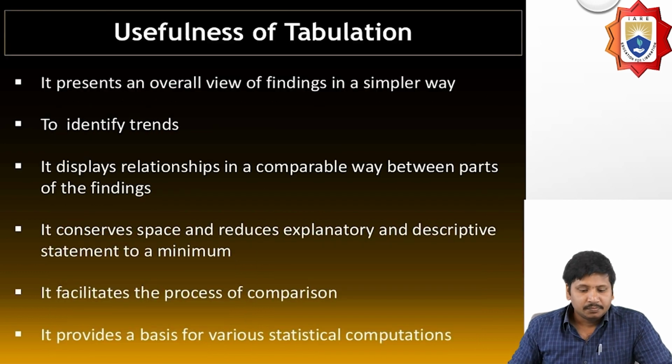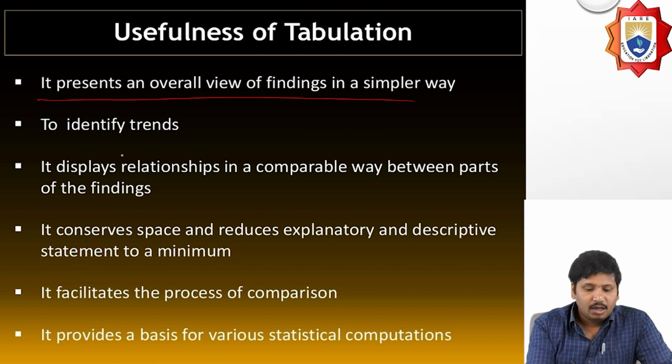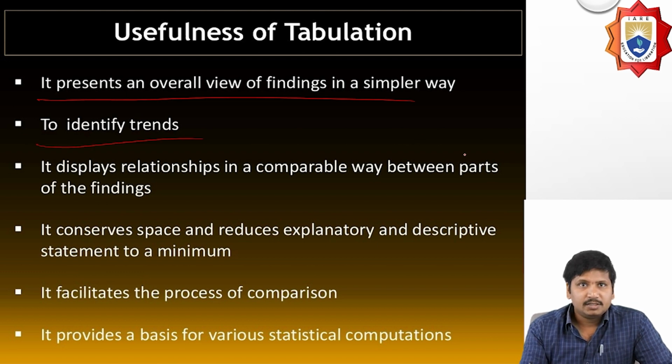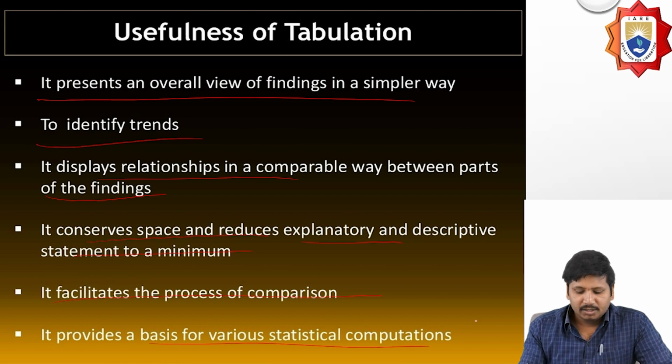So the usefulness of tabulation is that it is able to present the overall view of findings in a simpler way, and it also identifies the trends, and also displays the relationship in a comparable way between the parts of the findings. It conserves the space and reduces the explanatory and descriptive statements to a minimum, and it also facilitates the process of comparison, and it also provides the basis for various statistical computations.